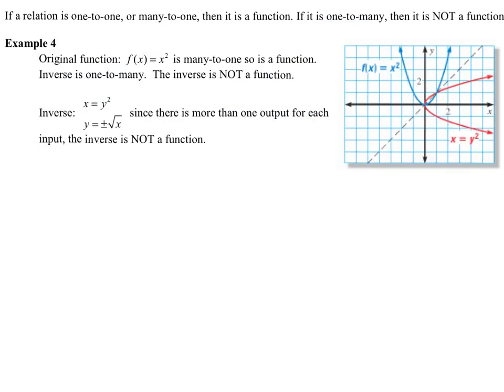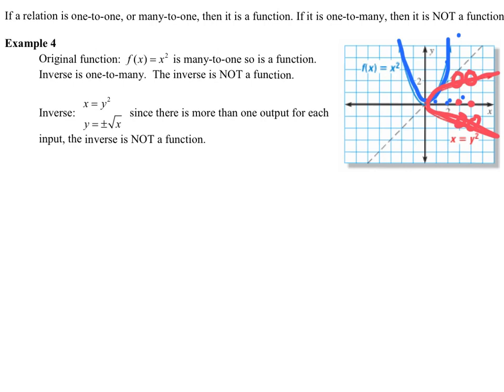An example of this would be the function y equals x squared, or f of x equals x squared. That is a many-to-one function. We have many x values, and each of those x values has one y value associated with it. So that is a function. However, if I took the inverse of a parabola, I would get a parabola, but it's laying on its side. That is now one-to-many, because this x value has 2 y's, and this x value has 2 y's. It's one-to-many. And if it's one-to-many, it's not a function.